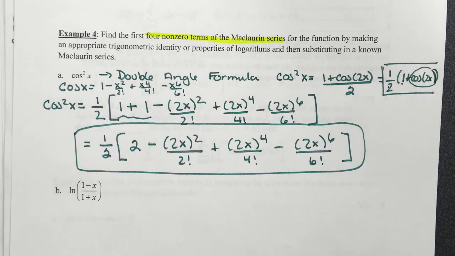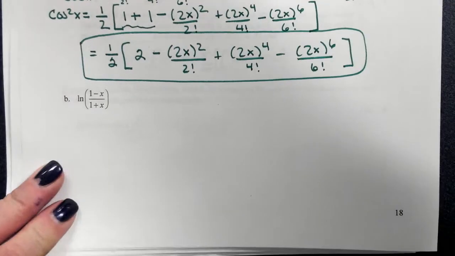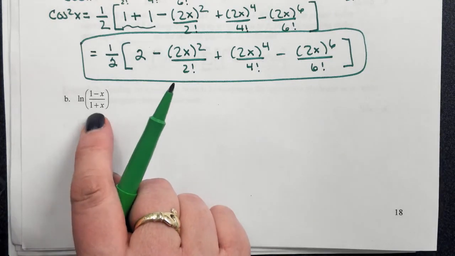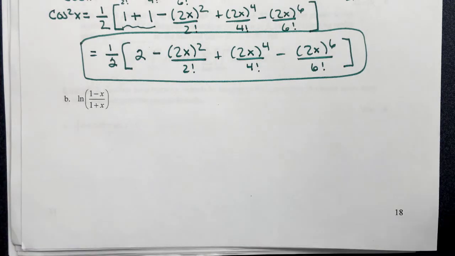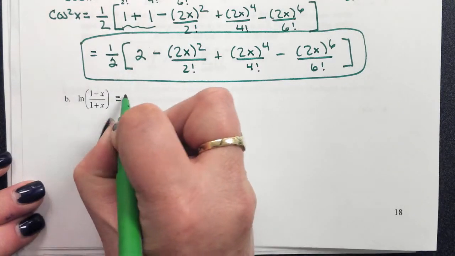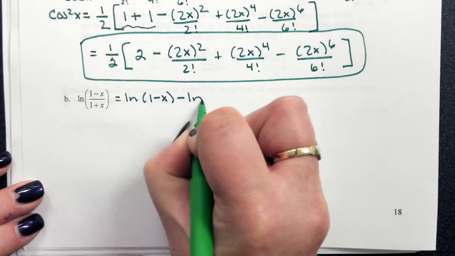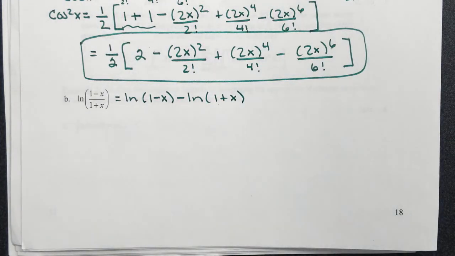So now you can also use your properties of logarithms to develop your Maclaurin series as well. So I want to develop a Maclaurin series for the natural log of 1 minus x divided by 1 plus x. So now remember, what's your quotient property of logarithms? How can you separate this? You can separate this into what? Subtraction. So I can rewrite this as the natural log of 1 minus x minus the natural log of 1 plus x.